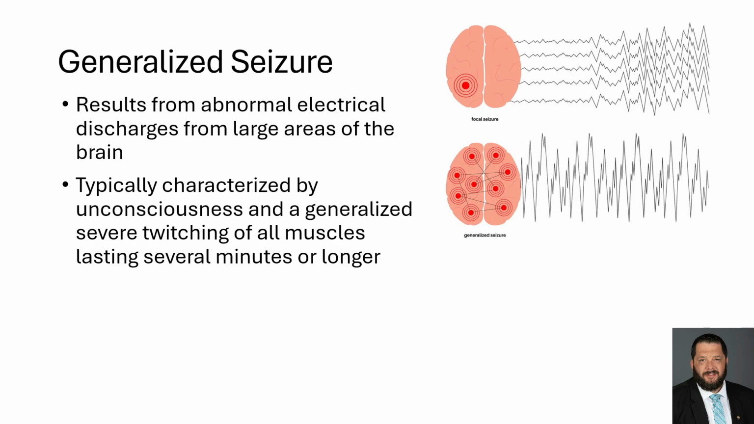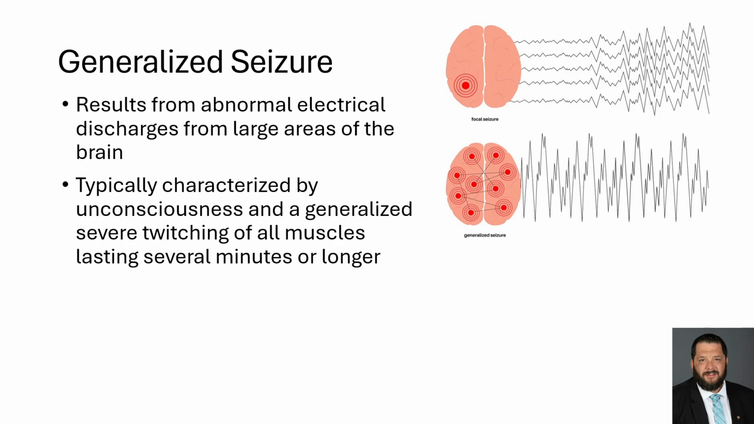Generalized seizures result from electrical discharges across large areas of the brain. So you can see on the bottom image on the right-hand side of your screen, the electrical foci within the brain of the seizure is everywhere, right? It's occurring all over the place, and that's what causes a global body response.